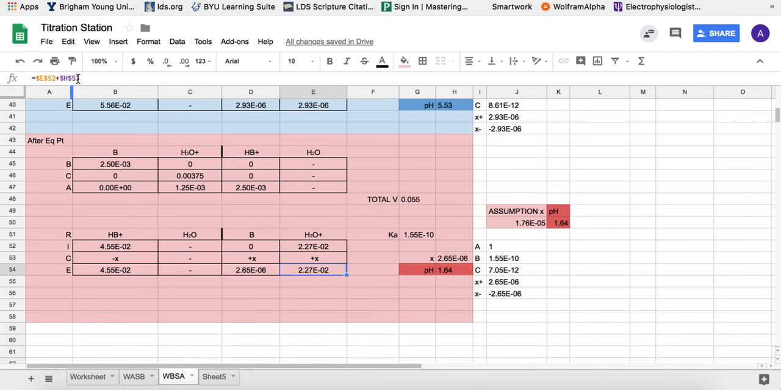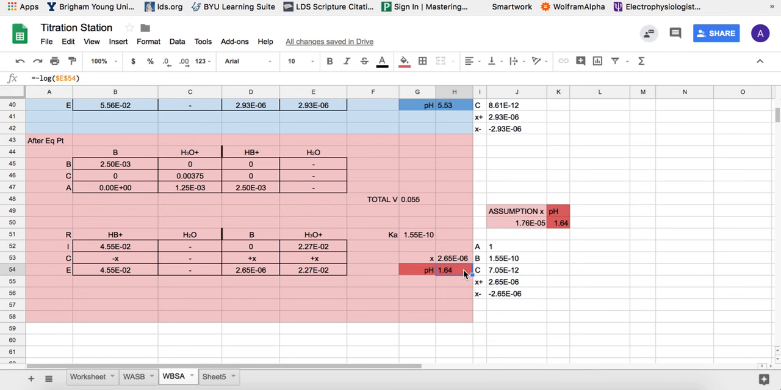So you can see the formula in here. It's my value of x plus my initial amount. And it just so happens that x was just such a tiny, tiny number in relation to how much I had here. You can really see that the pH is completely dependent on how much of that strong acid I was adding in there, because I was adding so much more. And so the pH is going to be pretty low, 1.64.